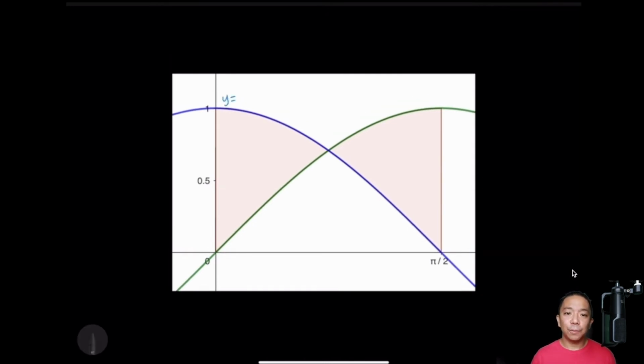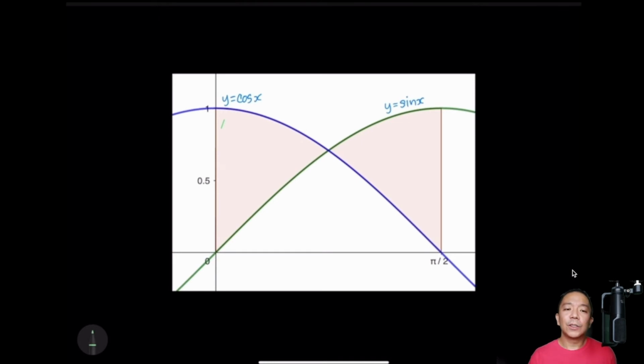I think it should be easy for us to identify na yung 1 pag x equals 0 siya yung cosine, and yung green kasi 0 siya pag 0 yung x, siya si y equals sine x. And we are looking at these two shaded regions. Yan yung region bounded by the two functions, x equals 0 and x equals pi over 2.